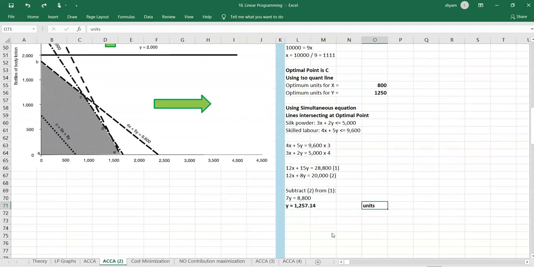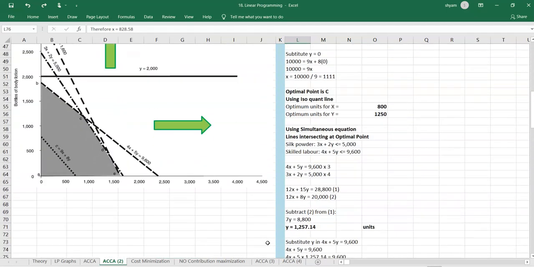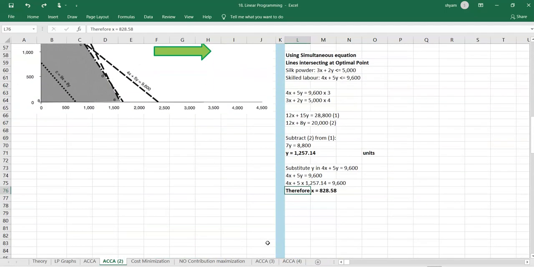Put this number in any of the two equations. So I put it in 4x plus 5y. This is the equation. I substitute 4x plus 5 into 1257.14. We got the answer. If you solve, it comes to 828.58. Solve this on your own. You will get 828.58, and that is x units.